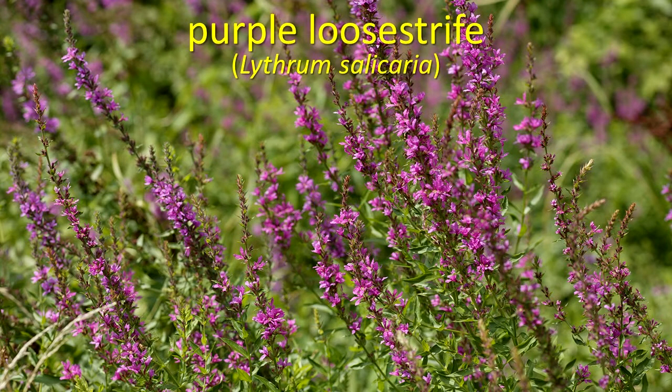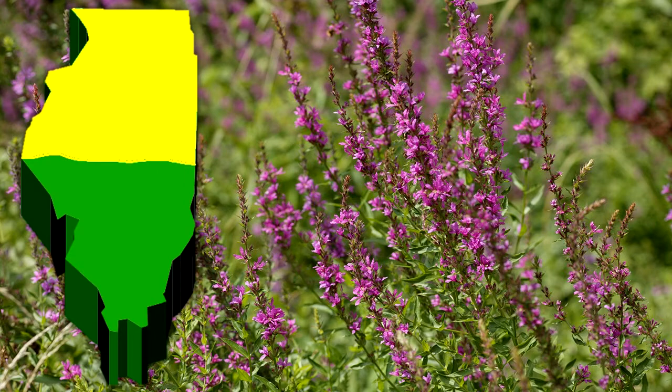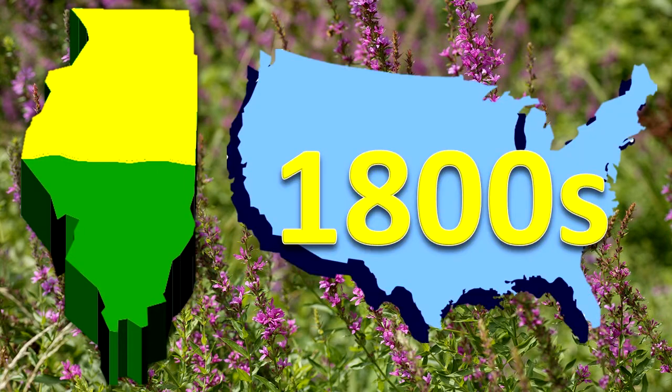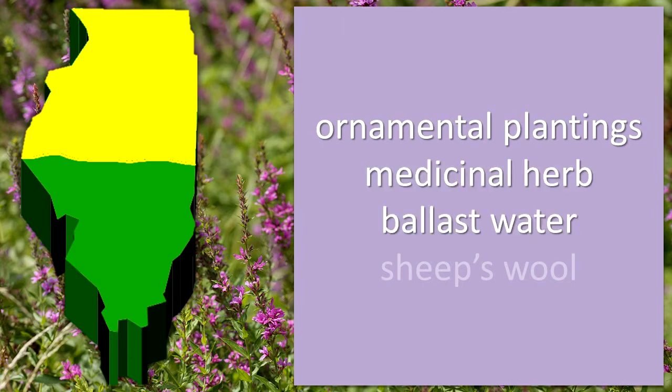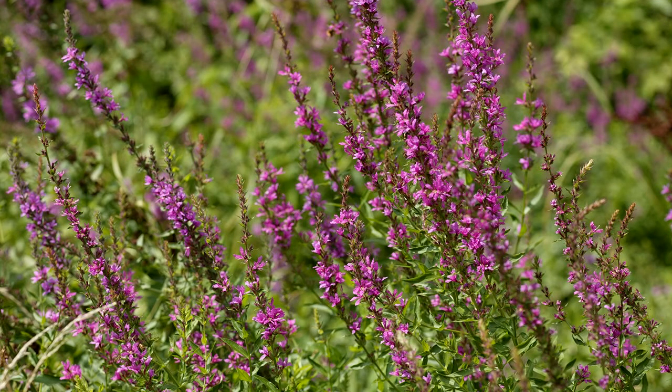Purple loosestrife is a severe threat to native immersed vegetation, plants that grow above water in shallow areas along the shoreline. It is completely dominating many of the wetlands in the state, especially in the northern half. It is native to Eurasia and was introduced to North America in the early 1800s. It was brought here by people for ornamental plantings, as a medicinal herb, in the ballast water on ships, and in sheep's wool. This erect herbaceous plant has red-purple flower spikes and produces millions of seeds every year that are dispersed by water and wind, allowing it to spread rapidly.